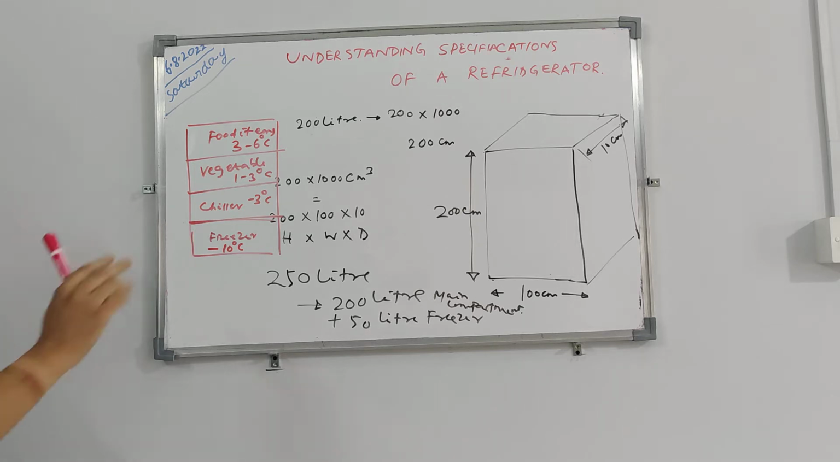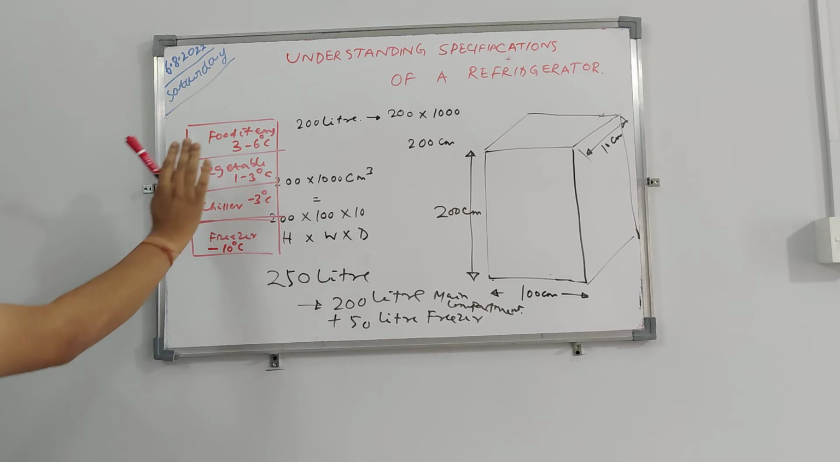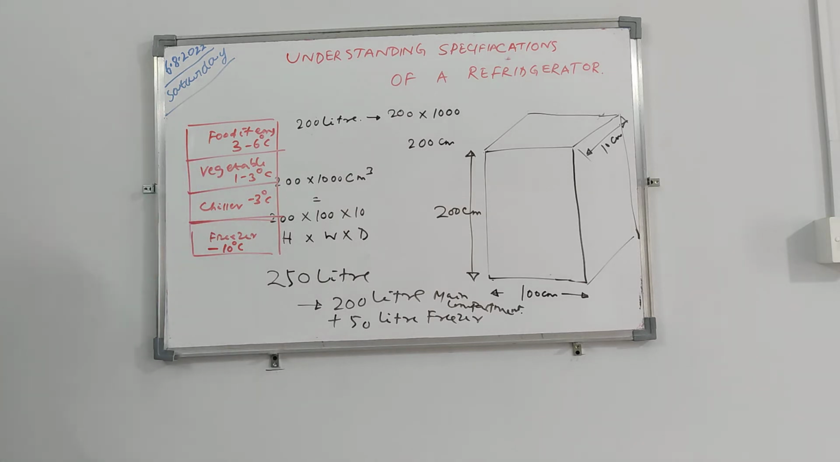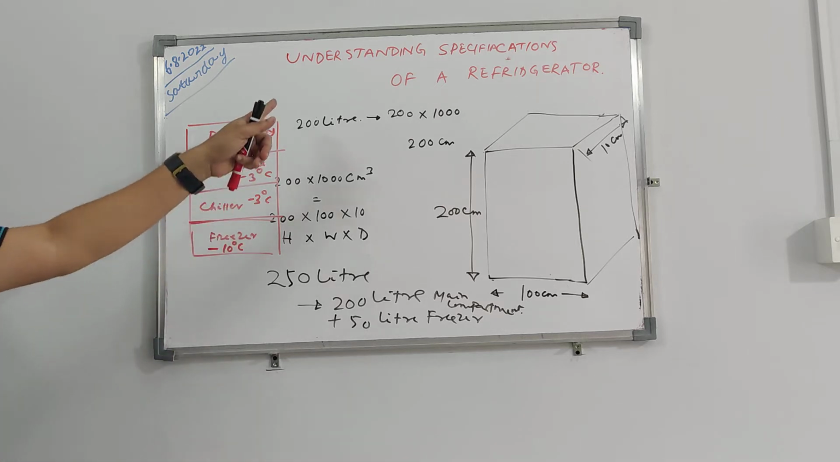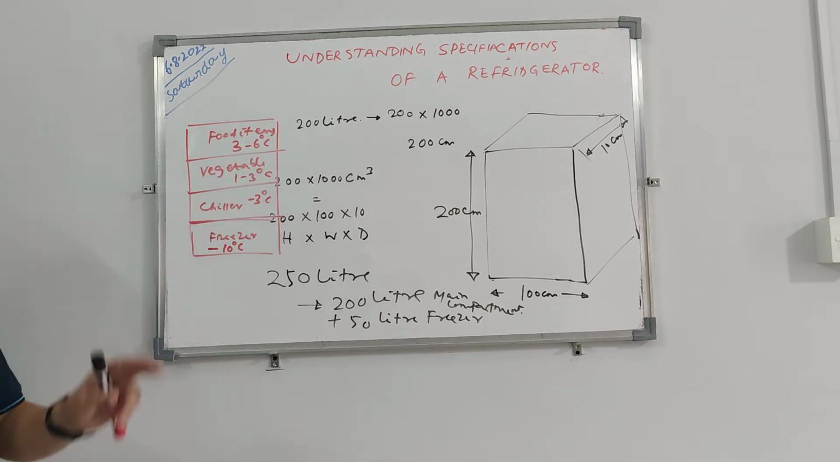Similarly on the door side, so this is inside, and you have a door side. In the door side you can put your eggs or other dairy products, and cold drinks and other things. There the temperature is a little bit higher.